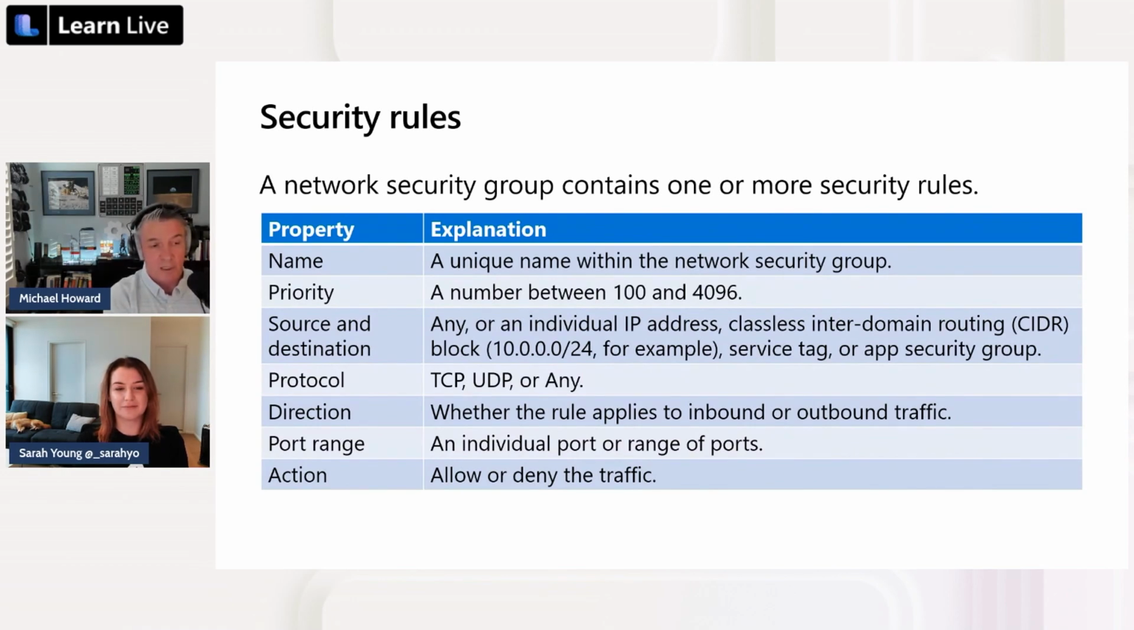So this is the source, which could be star, meaning anything, or it could be a CIDR range, a block of IP addresses, or even just a single IP address. It could be a thing called a service tag, which we'll talk about in a moment, or it could be an application security group, which we'll also touch on in a moment. Protocol could be TCP, UDP, or actually it can be ICMP as well. I'm not sure why that's not in there, but it can be ICMP as well. If you're familiar with ping, it uses ICMP. It doesn't use TCP or UDP.